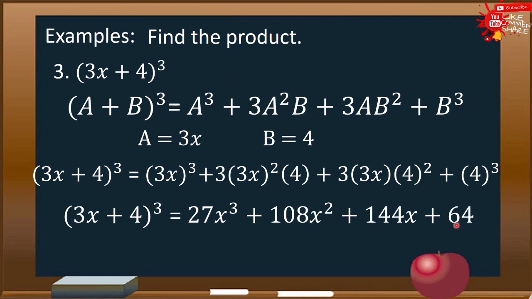So we have here the final answer of the cube of 3x plus 4 is equal to 27x cubed plus 108x squared plus 144x plus 64.